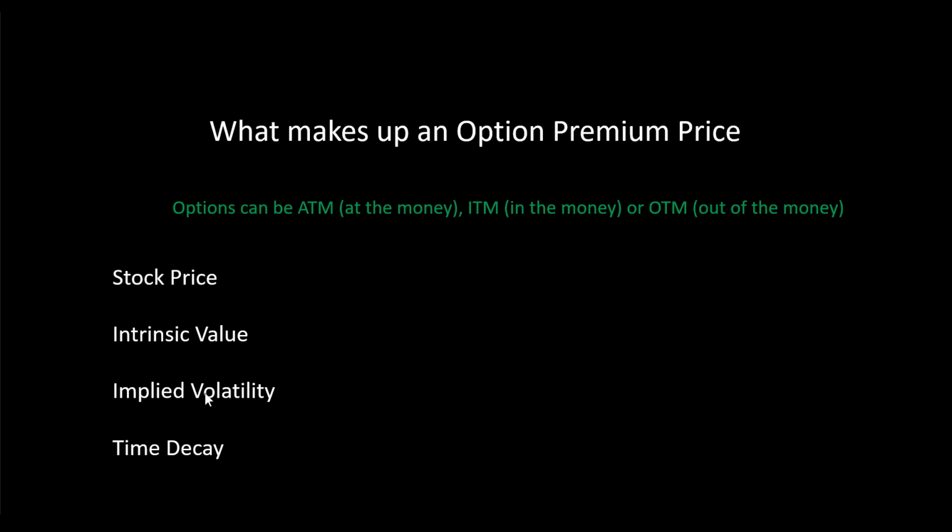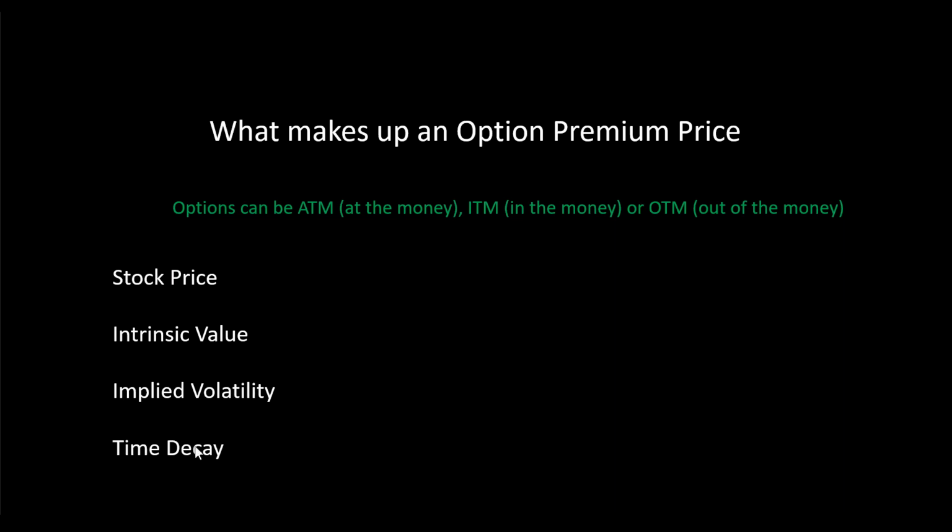The next thing is what's called implied volatility. The implied volatility is extra premium that's added to the option price based on what the market makers think, how fast they think that stock's going to move, how much volatility is in the stock, how much it's moving up and down in a day, in a week. That's implied volatility. So they jack up the price of the premiums, they add implied volatility to it.